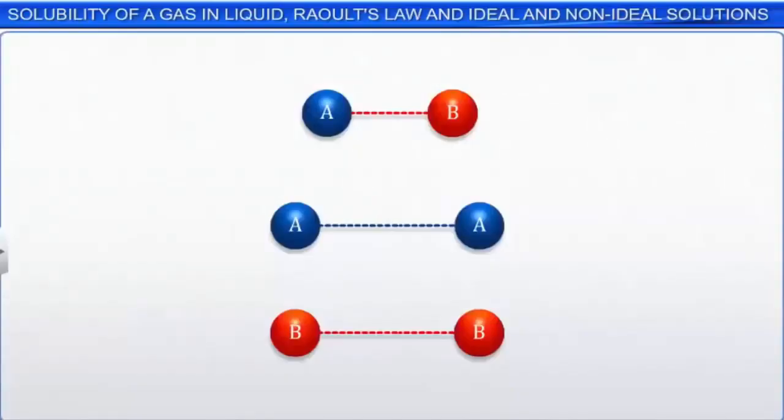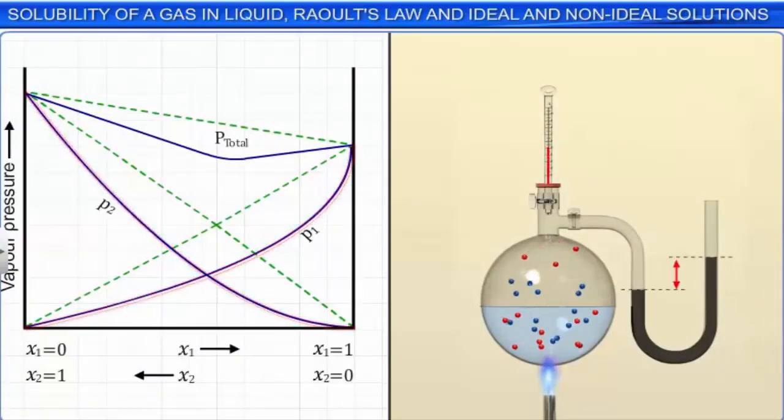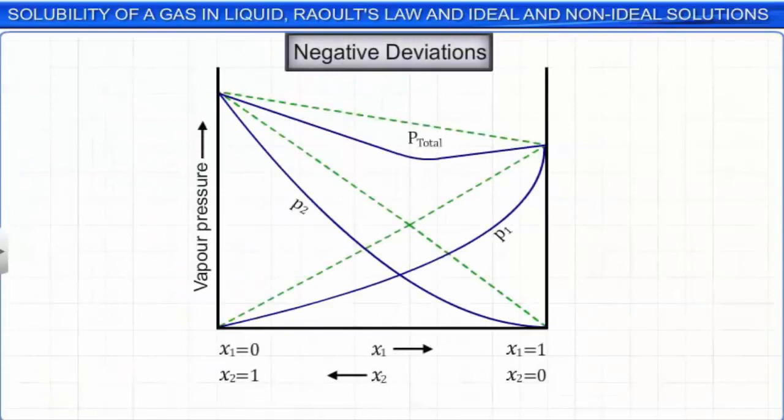On the other hand, if the magnitude of AB interactions is greater than the magnitude of AA or BB interactions, the escaping tendency of A and B type of molecules decreases and the partial vapor pressure of each component decreases. This in turn results in the decrease of the total vapor pressure of the solution. Such type of solutions are said to show negative deviations from the Raoult's law.